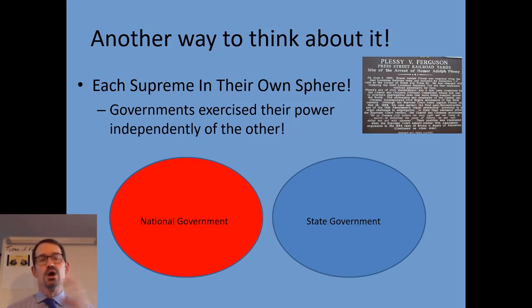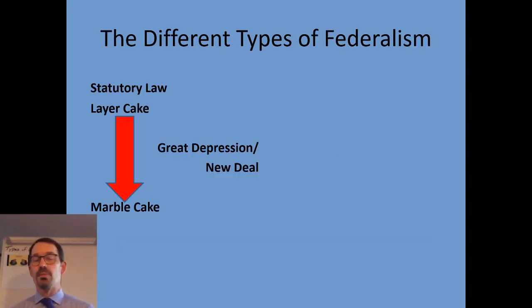All right, so look at the separation there. You guys should be able to think about that. There's a clear line between the two, and this is dual federalism. This is the foundations of it. Now, this only lasts until 1932, which is when we get marble cake federalism.